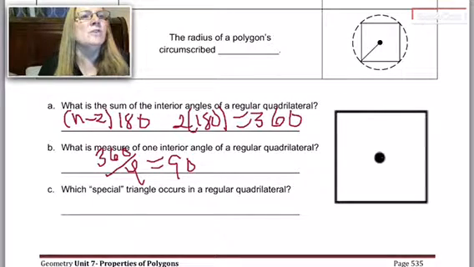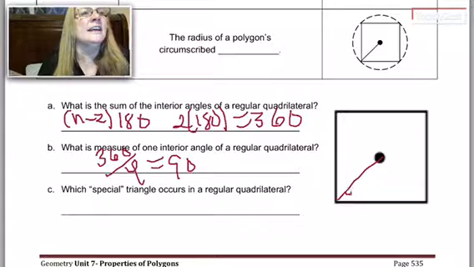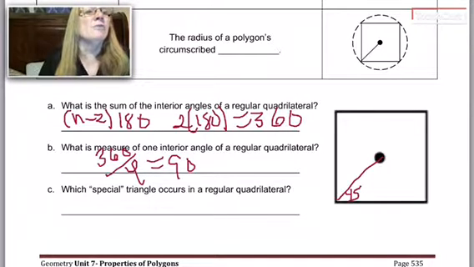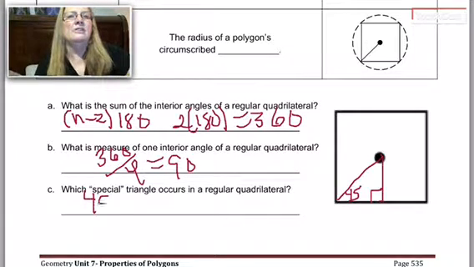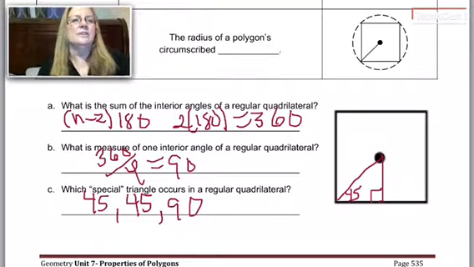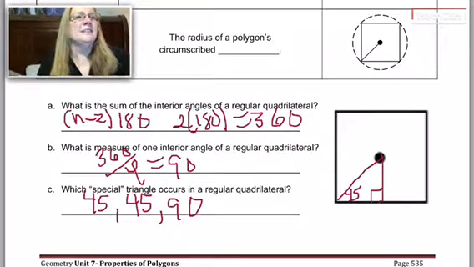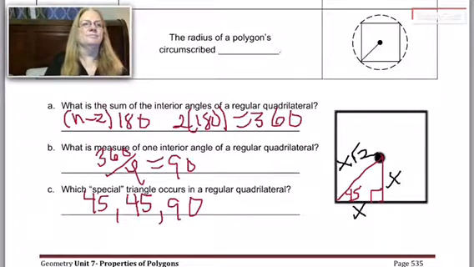So if we draw the radius and cut that 90 in half, there's our 45. We draw the apothem at a right angle, and you can see that we have a 45, 45, 90 triangle. And hopefully everybody's got this down by now: x, x, x square root of 2. Okay?